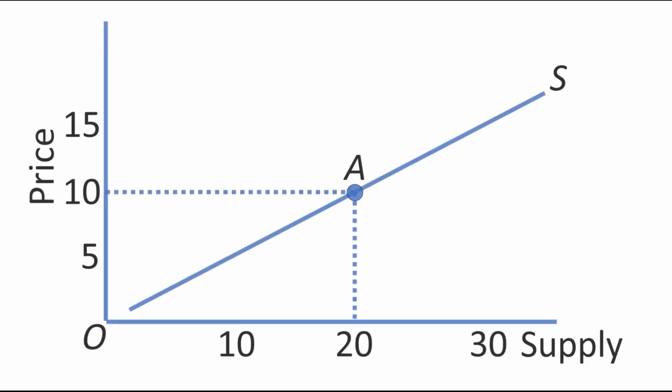तो इस तरीके से आप डायग्राम यहाँ पे बना सकते हैं. वर्टिकल एक्सिस पे आप लेंगे प्राइस, हॉरिजॉन्टल एक्सिस सप्लाई. एट अ प्राइस ऑफ ₹10, क्वांटिटी सप्लाइड इज 20 यूनिट्स और ये इसका रेफरेंस पॉइंट हो गया विच इज पॉइंट ए. ओके, फाइन.